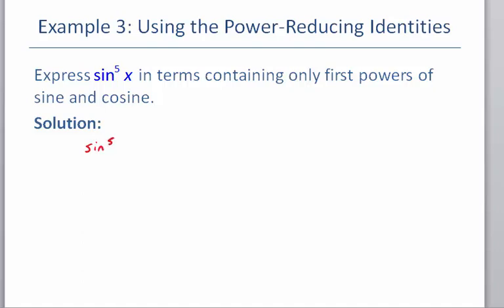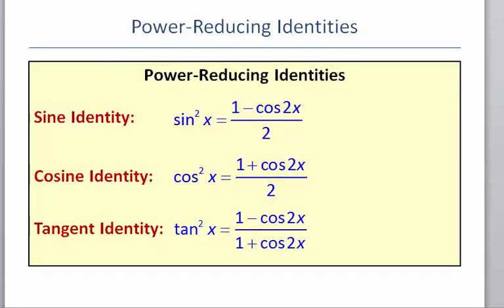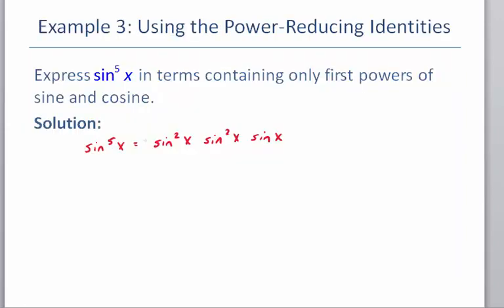So I am going to make it a sine squared times another sine squared times a sine. Now I still have 5 of them, but in grouping them this way, I have formulas for the sine squared, and the sine x by itself should be something that I can work with. All right, so the first thing I'm going to do is I'm going to come back to my power reducing identities, and I'm going to take the sine one and plug it in for my sine squareds. So these are 1 minus cosine 2x over 2. So I'm going to put that here.